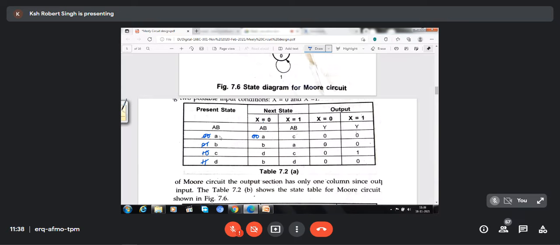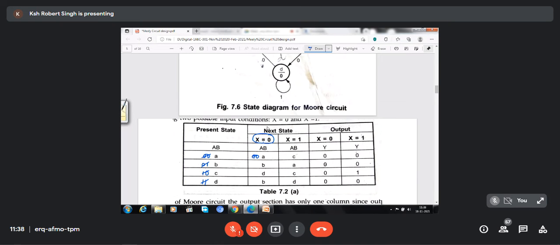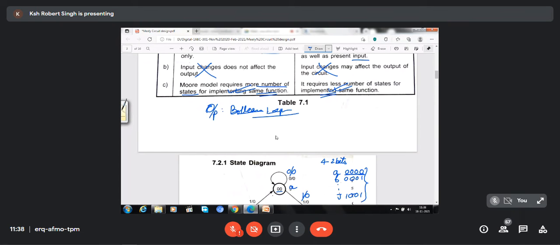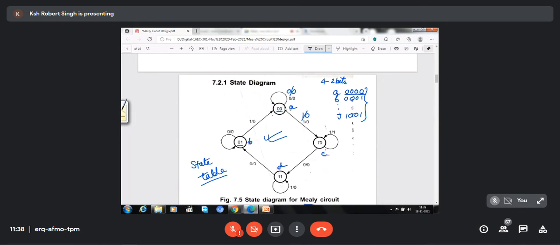From A to A it goes when input X is 0. Is it correct? It goes from A to A, yeah, A to A when input X is 0.